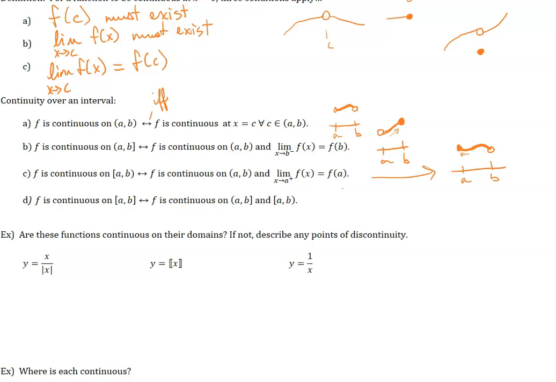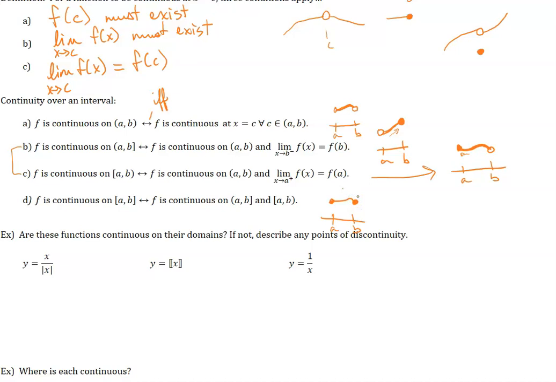This is continuous everywhere in between a and b, and the limit as we approach a from the right is equal to the value at a. And then lastly, the function is continuous on the closed interval if and only if it is continuous on both of these intervals together. So something like that, closed on both ends.